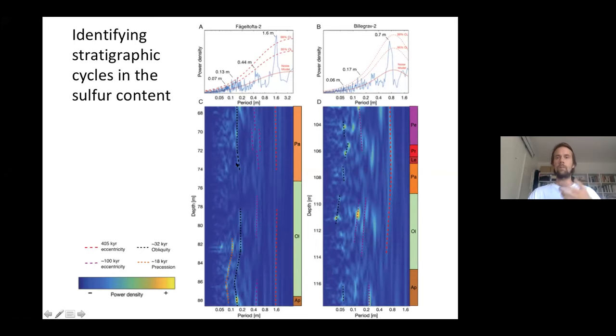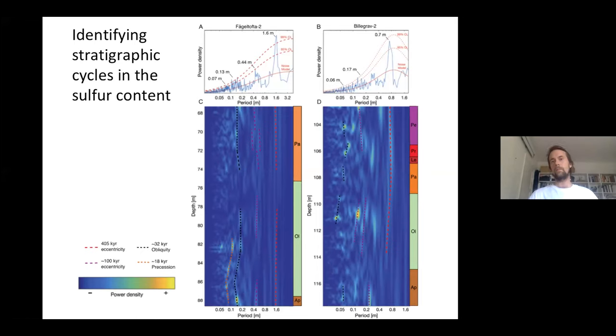But if we look at the wavelet spectrogram of the core, we can see that there are a lot of intervals where we also find higher frequency cycles, for example here in the Parvulinus, and also here in the bottom of the Ulinus superzone. And we can see these cycles are moving parallel to each other. This is due to variable sedimentation rates.